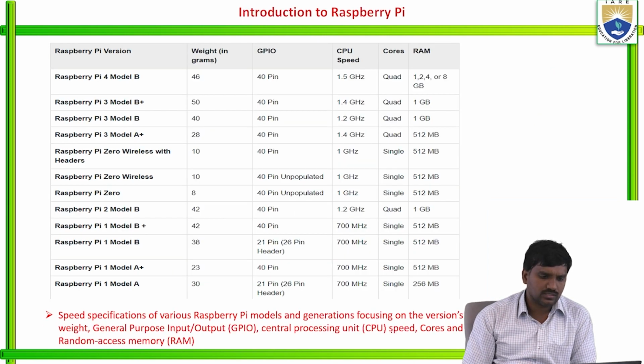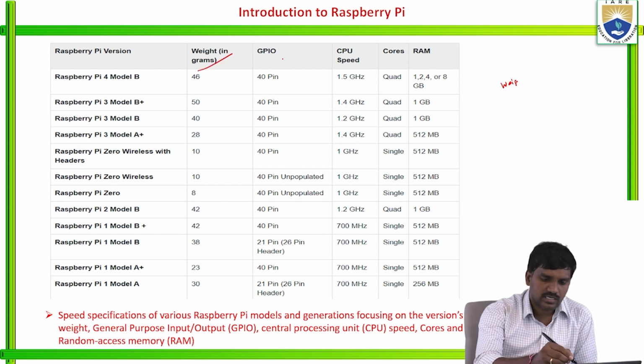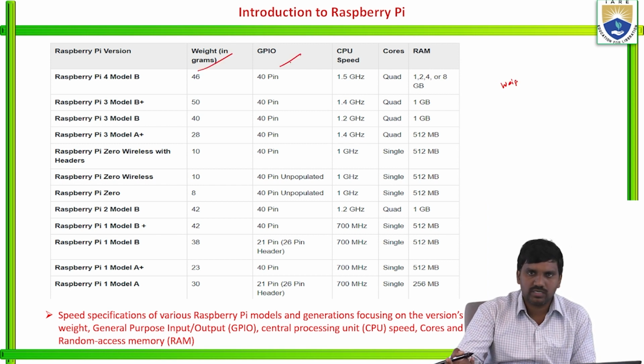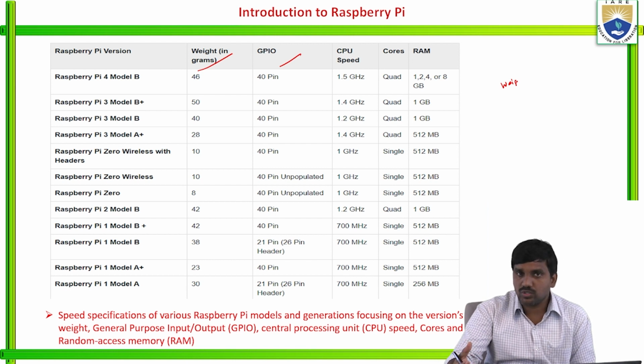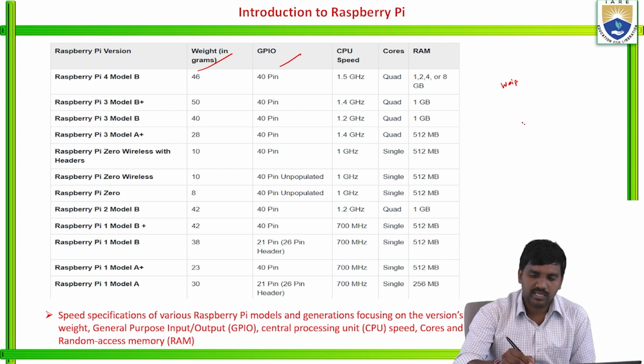Next, continuing with the Raspberry Pi versions and the remaining factors in terms of weight and general ports, input output. It generally has a minimum of 20 pairs of input output ports, nothing but 40 pins.